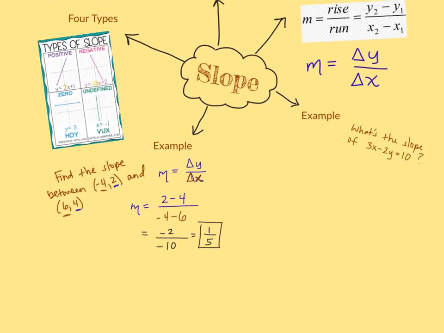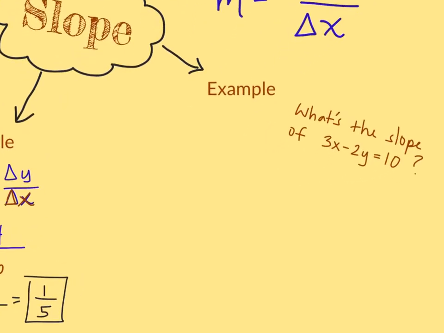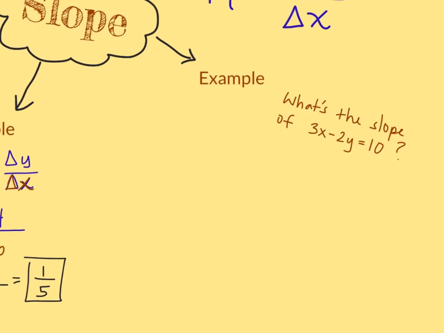Let's take a look at another example. We have a linear equation, and this is in standard or general form, which we'll explore in just a minute. We want to know what the slope of that is. In order to easily find the slope, we want to get our line into slope-intercept form, which is y equals mx plus b. So we want to solve this for y, so we can easily find out what the slope of this line is.